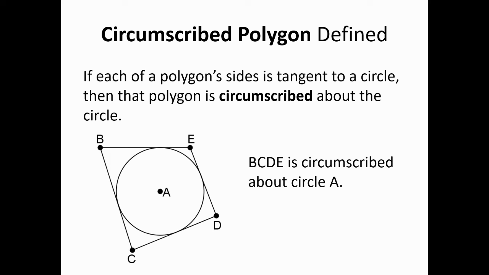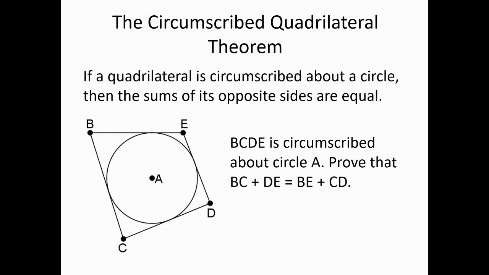So here's a picture to illustrate this. So we have the quadrilateral BCDE. It is circumscribed about circle A, which means that each of the sides is tangent to that circle. So here's the result. It says that if we have a quadrilateral circumscribed about a circle, then sums of opposite sides are equal. That is, form the sum of one pair of opposite sides, then form the sum of the second pair of opposite sides. Those sums must be equal. That is, in this case, BC plus DE, the sum of left and right, is equal to BE plus CD, the sum of top and bottom.